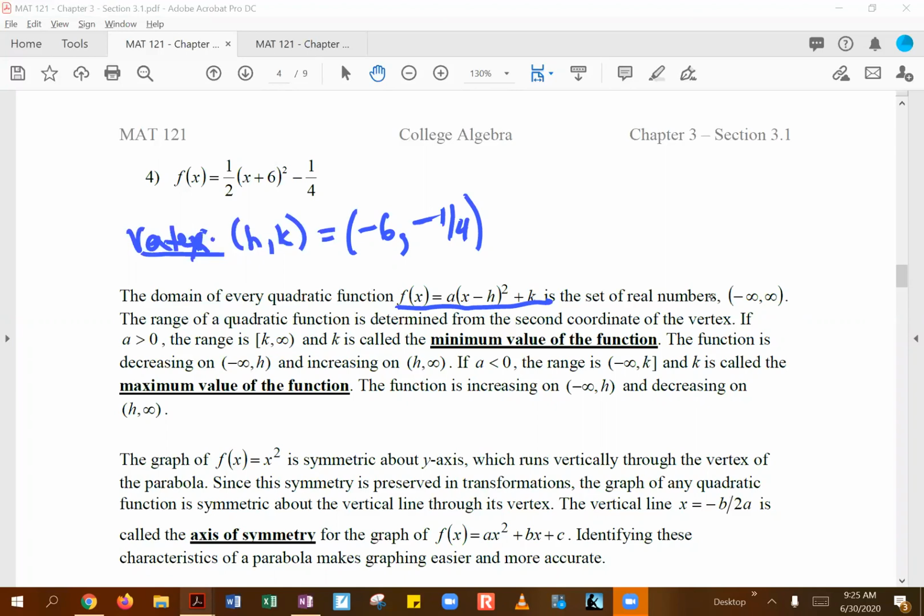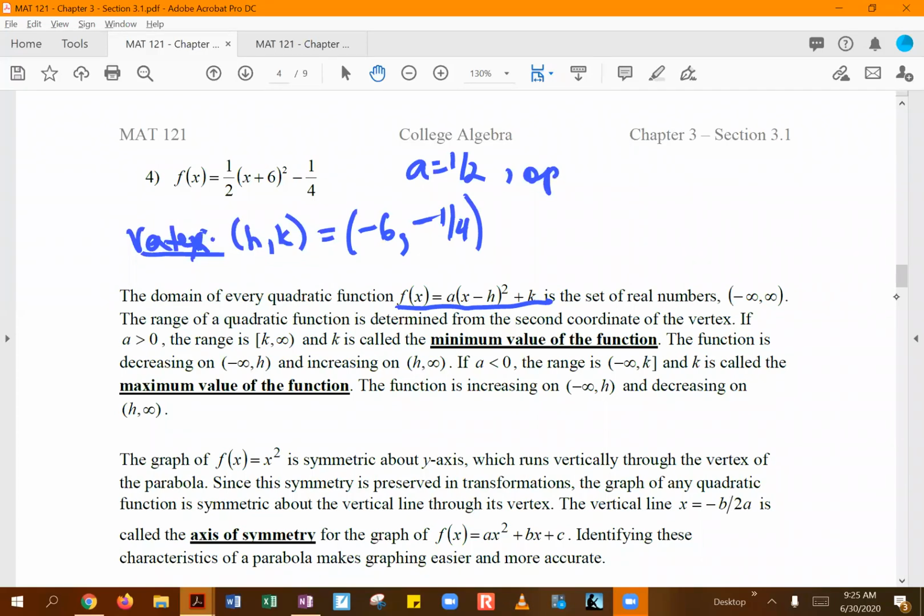And again, since that 1/2 in the front, that's our a value, is a positive number, that again tells us that our graph is opening up, which means our vertex is again going to be the lowest point on our graph. Okay.